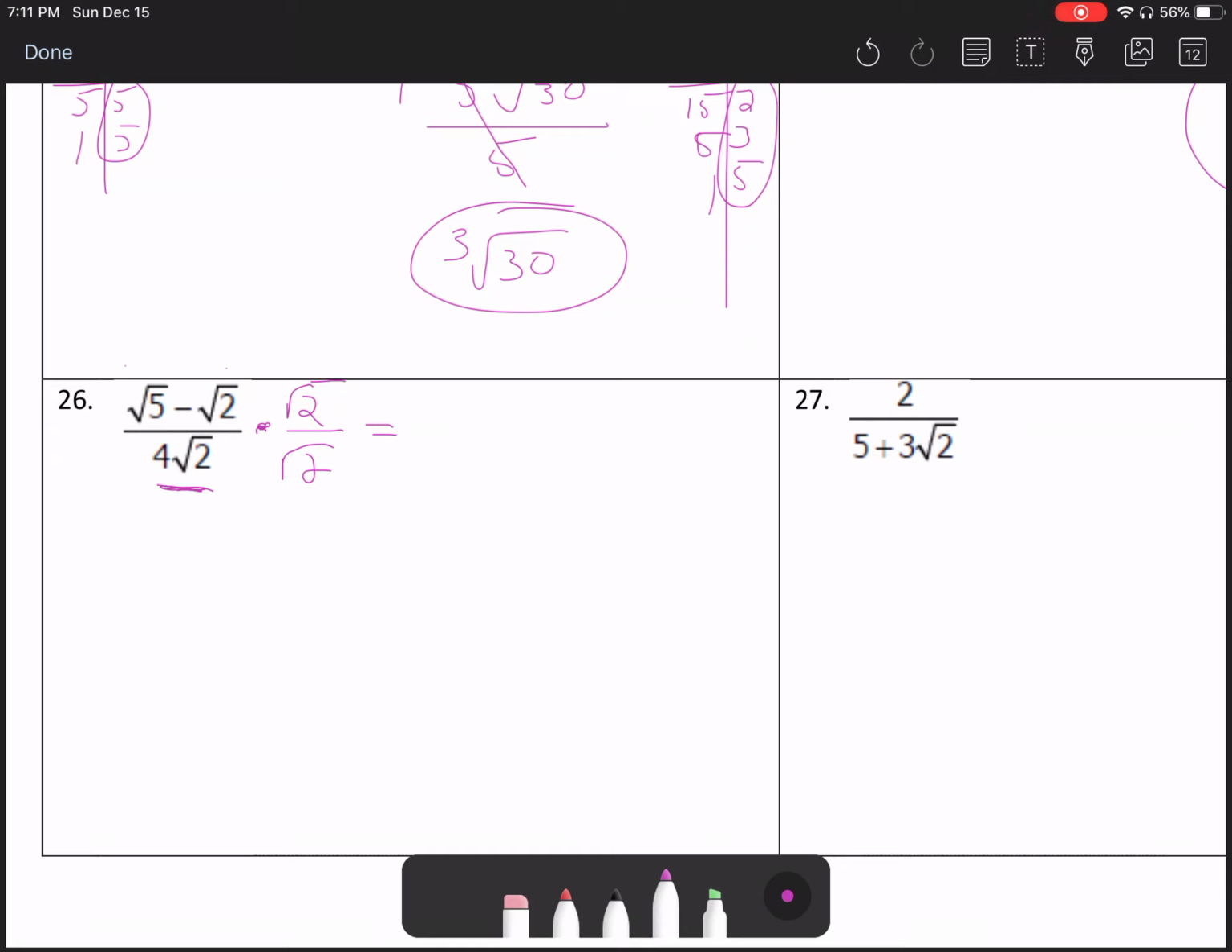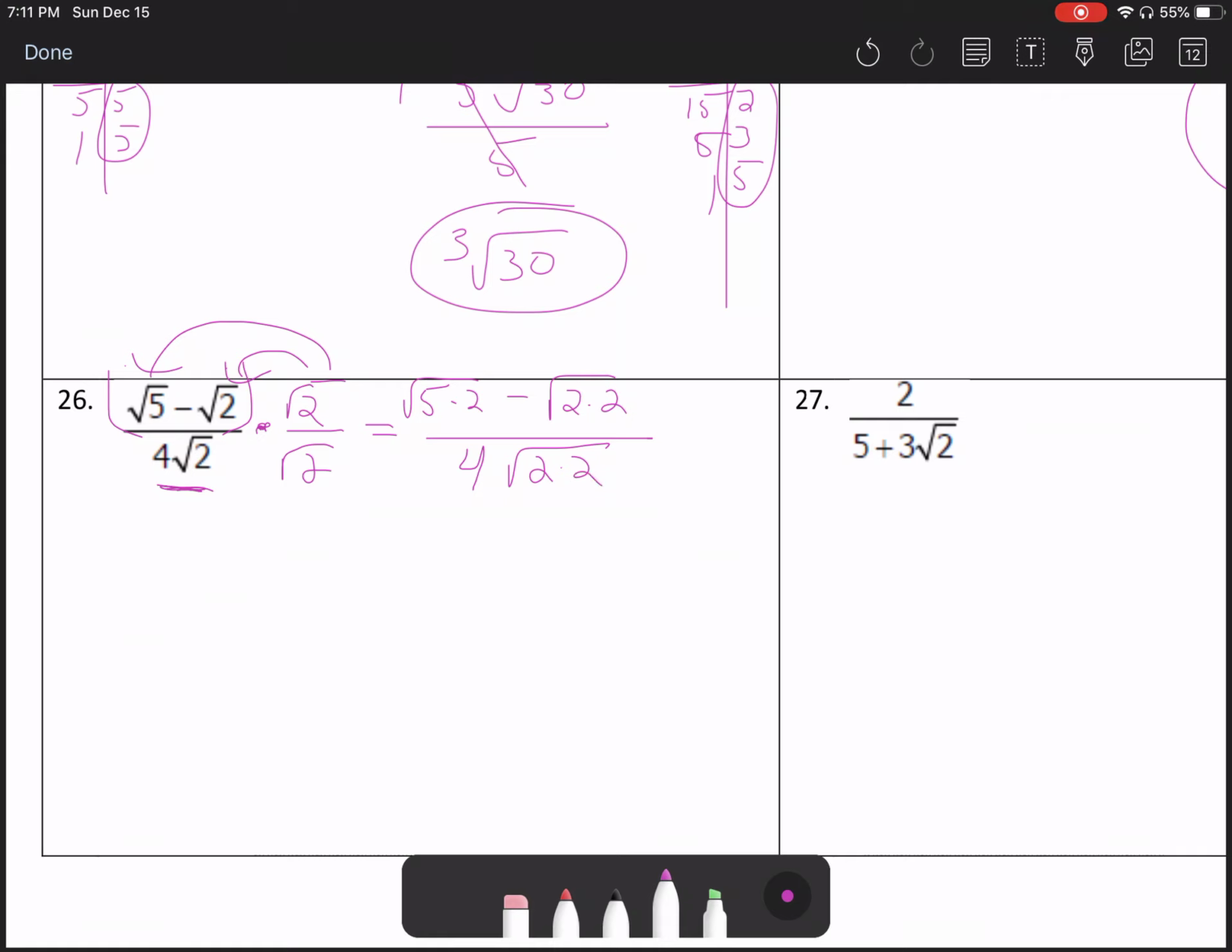I just multiply across. I do have to do distributive property with the top, okay, because this right here, anytime you have a binomial, two terms, you have to do distributive property. So I multiply across. This is going to be the square root of 5 times 2 minus the square root of 2 times 2 over outside. 4 is on the outside, can't do anything with that. And then I have the two 2's on the inside.